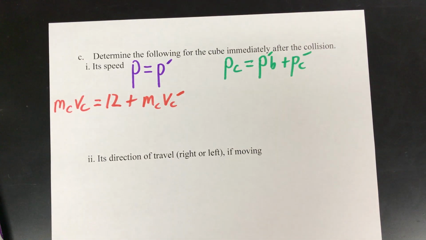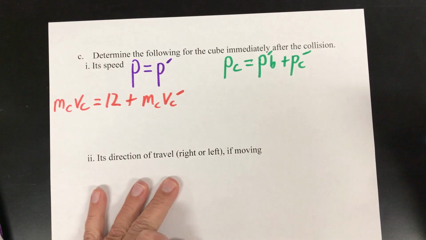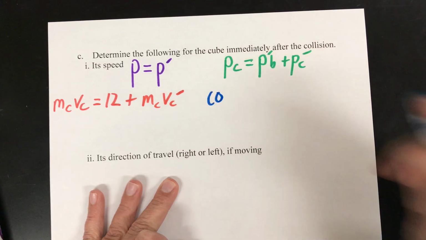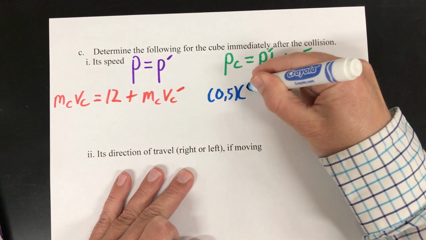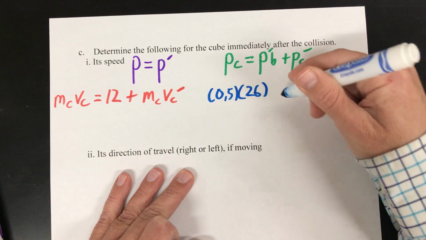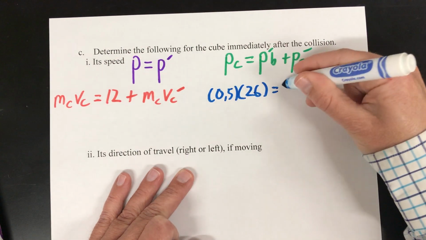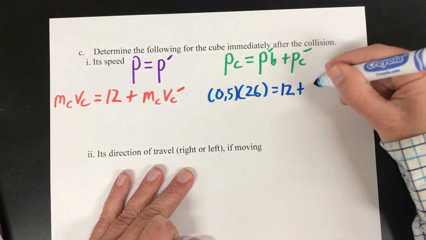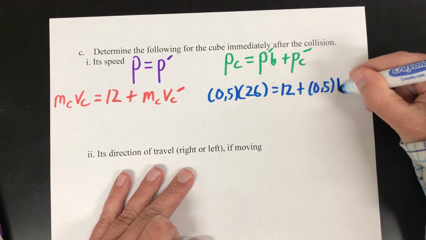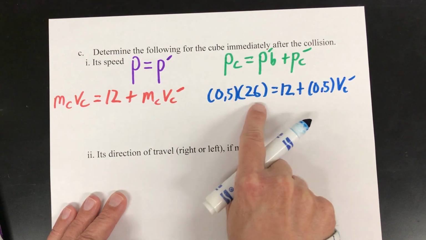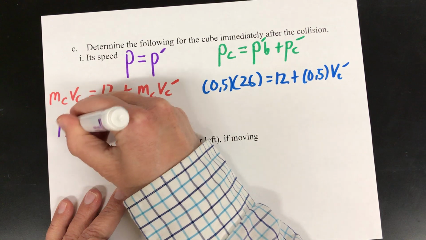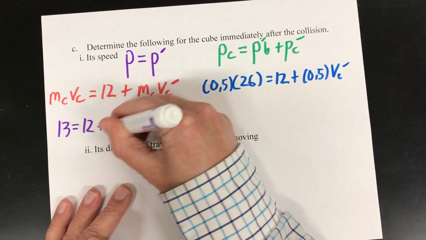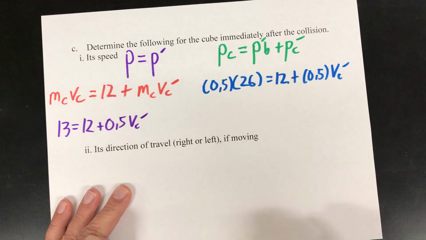So now let's plug in all of this that we know. We know the mass of the cube was 0.5. So 0.5 kilograms times the velocity of the cube, which they told us on the front page was 26, is equal to 12 plus, again, the mass of the cube, 0.5, times the velocity of the cube afterwards. 26 times 0.5 gives us 13, which is equal to 12 plus 0.5 times the velocity of the cube afterwards.